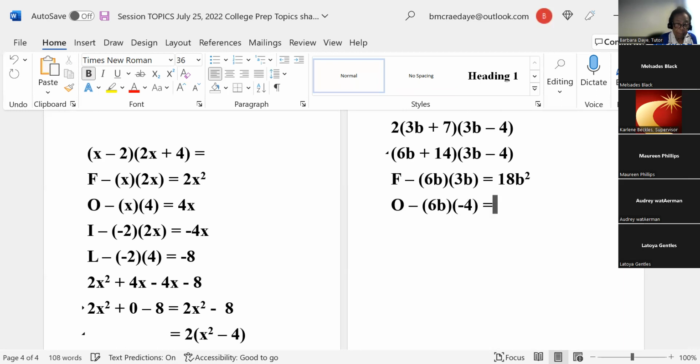What's that equal to, Mercedes? 6B times a minus 4 equals what? That's 24. Plus or minus? Minus. Minus 24 what? B. 24B. Okay. Now we are at our inner. So what are your 2 inner terms? My 2 inner terms would be plus 14. What's the other one? 3B. That's it. 3B. And what's that equal to?